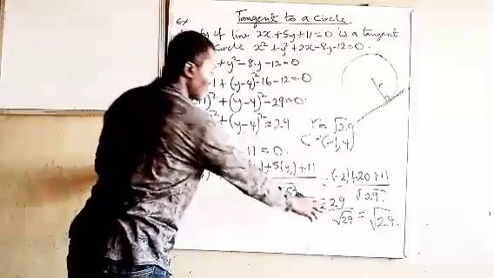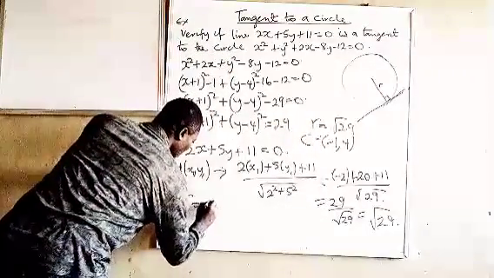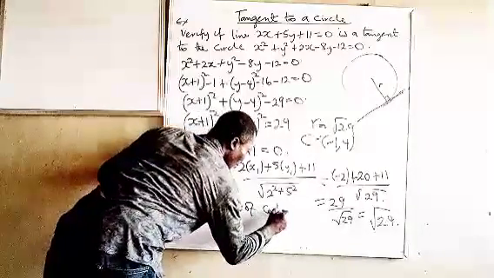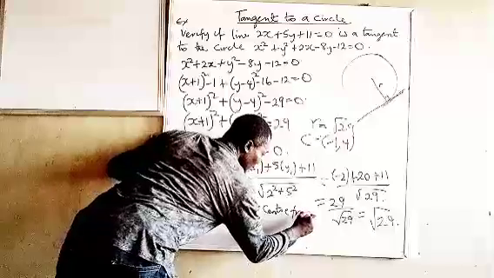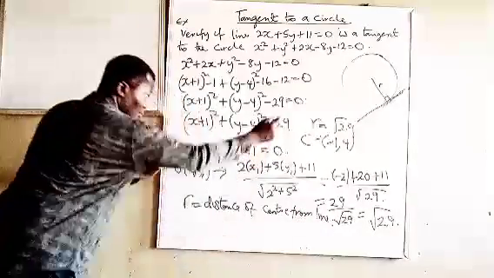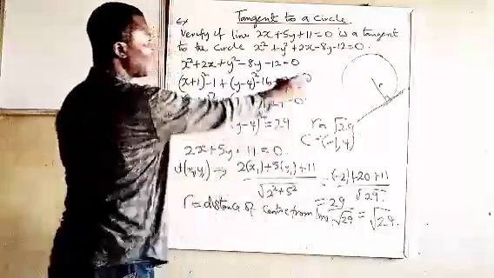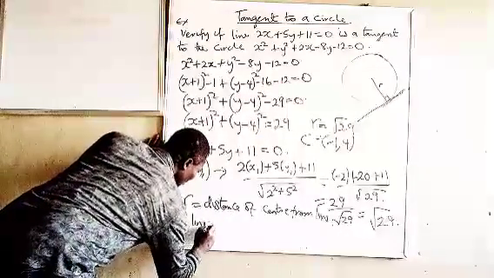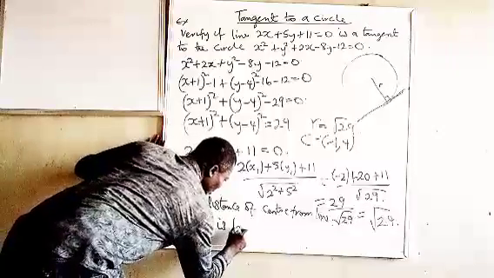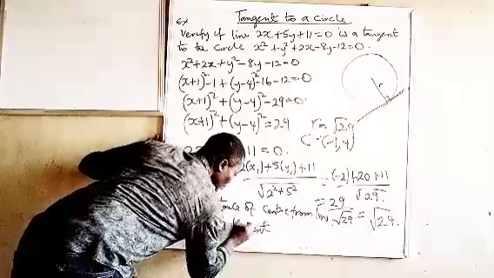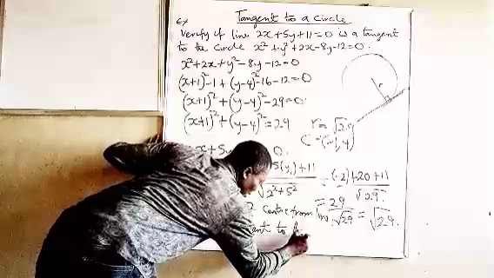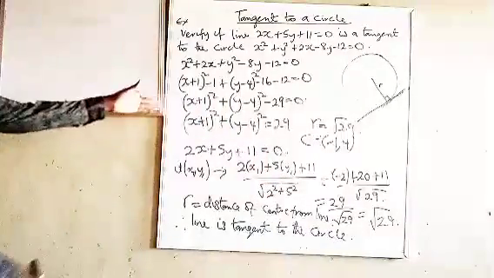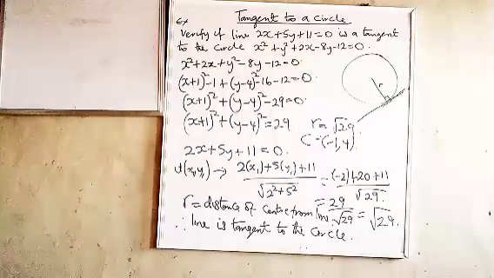So the radius is equal to the distance of the center from the line. And when we are talking about this line, it's the perpendicular distance. Therefore, the line is tangent to the circle. The line given is a tangent to the circle.